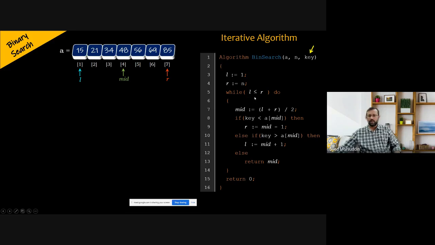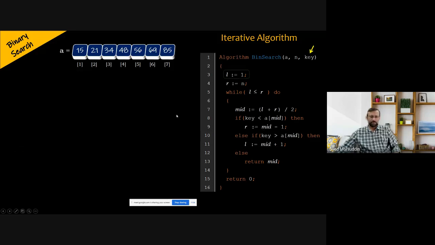Now here, either the while loop returns the mid index and we say the key is found at so and so index, or L becomes greater than R and the while loop terminates. When the while loop terminates, we return 0. That means the key is not found. So this while loop either returns a mid index or terminates. If it terminates, it will return 0. Otherwise, it will return the mid index. So this is how the iterative algorithm works for binary search.